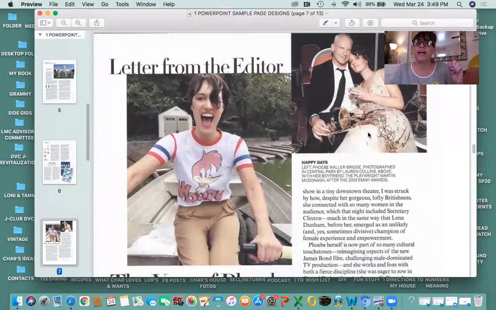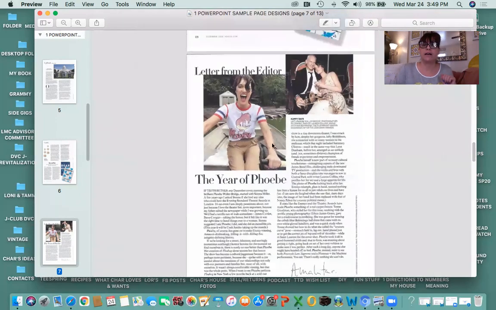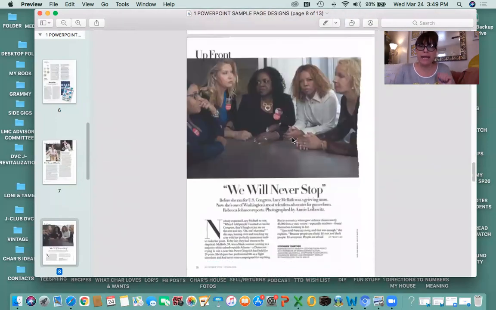Okay, look like a wedding dress. Okay, so you have to save room for your photo captions. Super, super important. Okay, alrighty, moving right along to page designs.